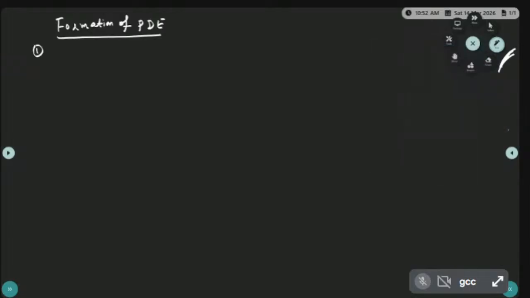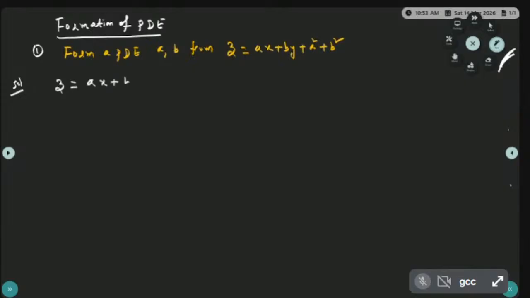First question. Form a partial differential equation by eliminating a comma b from z equal to ax plus by plus a square plus b square. Now listen completely. Ax plus by.